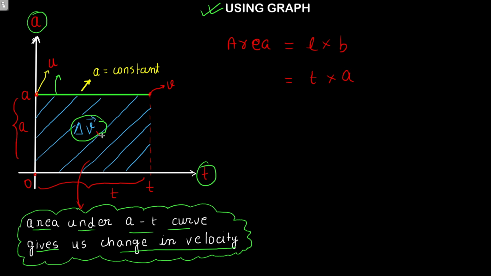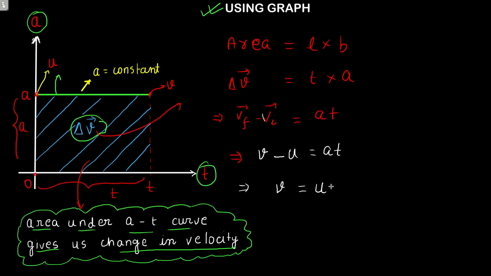And since we know that our area is the change in velocity, the change in velocity is the final velocity minus the initial velocity, which is going to be equal to a times t. The final velocity we have taken as v, and the initial velocity we have taken as u, so v minus u is equal to a times t. So from here, we got our formula, which is v equal to u plus at. So this is the first method in which we can prove this.